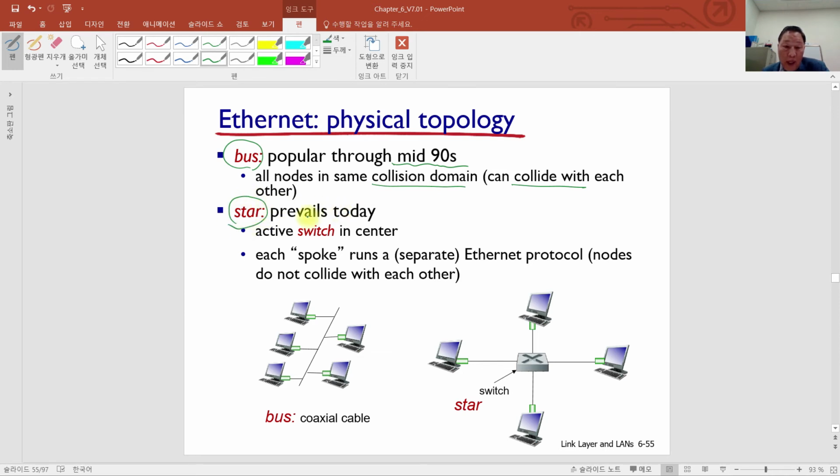Star topology prevails today. In the mid to late 1990s this switch was developed, and it is an active switch like this. This is a star topology, and each line is independent from each other, thus they are not in the same collision domain. Each spoke runs a separate Ethernet protocol. Nodes do not collide with each other. That is excellent technology: in terms of collision avoidance, they are not colliding. And in terms of performance, they can send at the same time, so performance is increased. Thus this switch is very important in Ethernet's success.